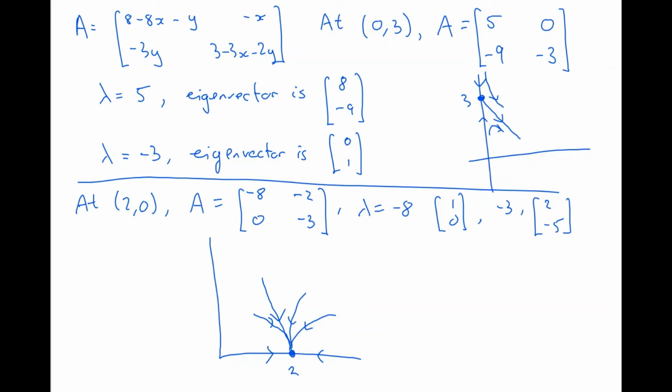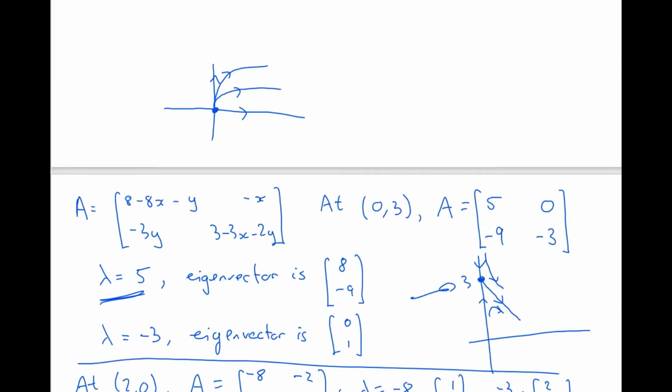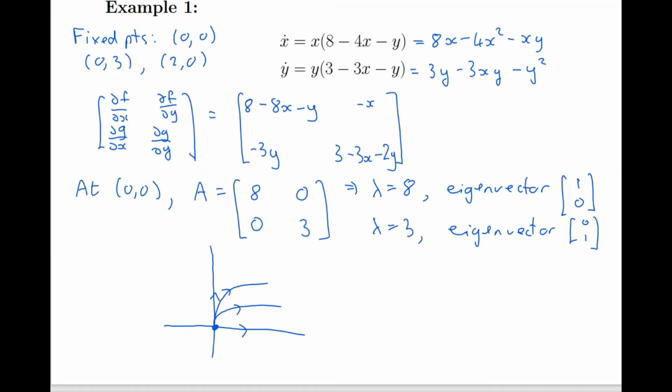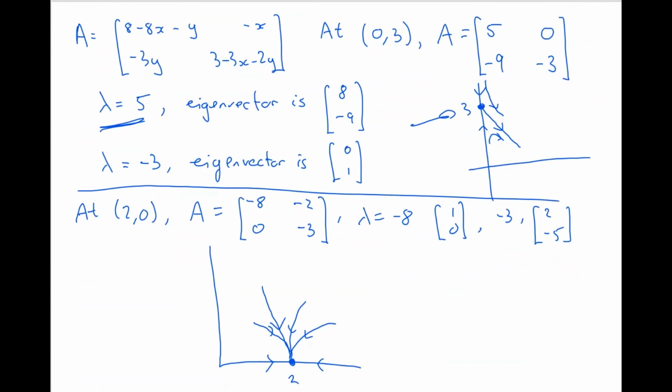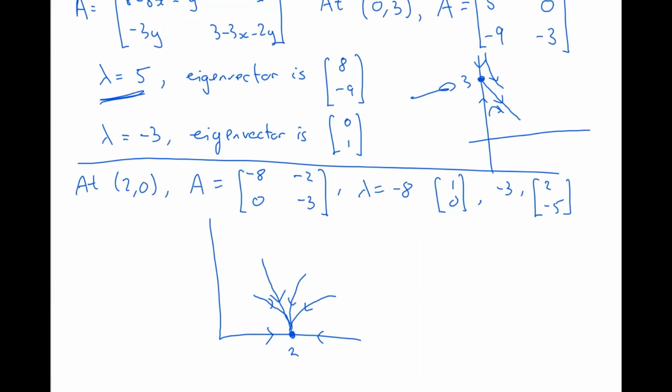So there's the phase portrait near that third fixed point, (2, 0). The conclusion from Theorem 10.3 is that this fixed point at (2, 0) is stable, in fact asymptotically stable, because both eigenvalues have negative real parts. This one at (0, 3) is unstable because there is at least one eigenvalue with positive real part. It's this one here. And the fixed point at (0, 0) is unstable because both eigenvalues have positive real part. So you can see from the drawings I'm actually getting a little bit more than just stable or unstable. I'm actually getting a picture of what the phase portrait looks like near the fixed point.